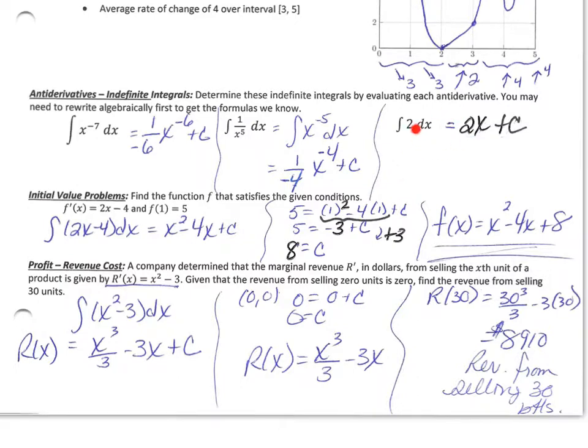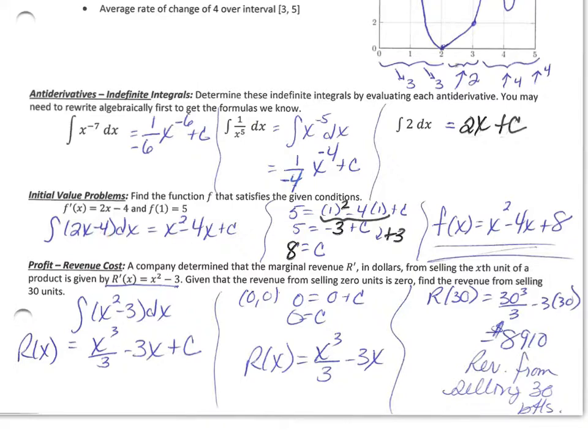For this guy, you're asking yourself whose function has a derivative of 2? Whose function has a slope of 2? Well, all linear functions have a slope of 2, and so you get 2x. Take the derivative to go backwards. What's the derivative of 2x? Just 2. Don't forget the c.